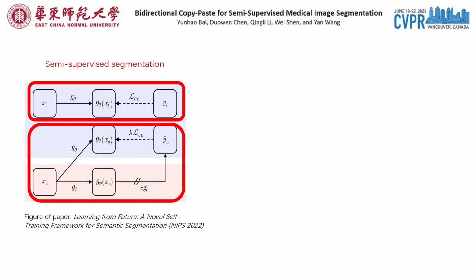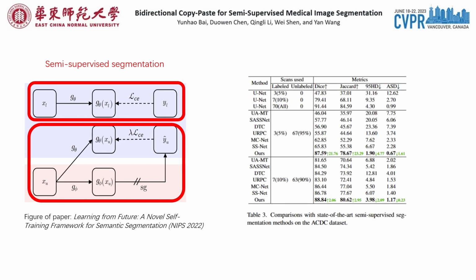To address this issue, we have designed a simple and effective bidirectional copy-paste method, which achieves state-of-the-art performance on 3 public medical segmentation datasets. Notably, as demonstrated in the figure, on the ACDC dataset with only 5% labeled data, our DICE score exhibits an improvement of 21 percentage points.